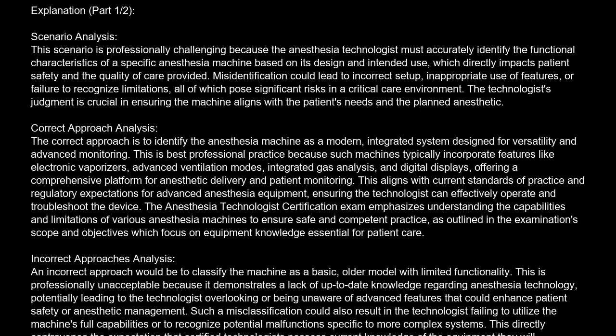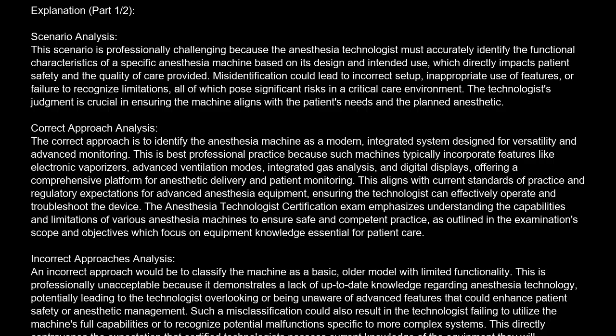The correct answer is B. A modern integrated anesthesia workstation. Explanation. Scenario analysis. This scenario is professionally challenging because the anesthesia technologist must accurately identify the functional characteristics of a specific anesthesia machine based on its design and intended use, which directly impacts patient safety and the quality of care provided. Misidentification could lead to incorrect setup, inappropriate use of features, or failure to recognize limitations, all of which pose significant risks in a critical care environment. The technologist's judgment is crucial in ensuring the machine aligns with the patient's needs and the planned anesthetic.